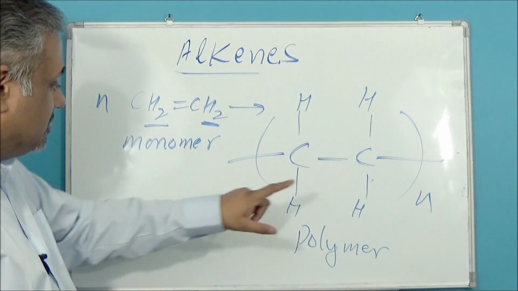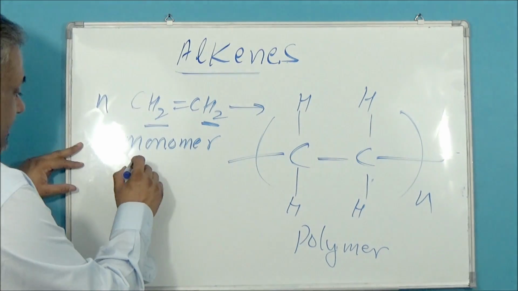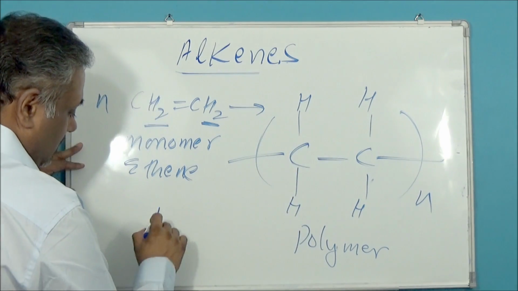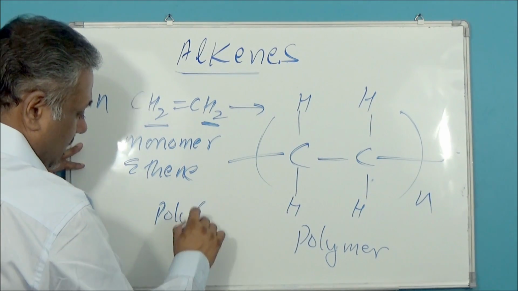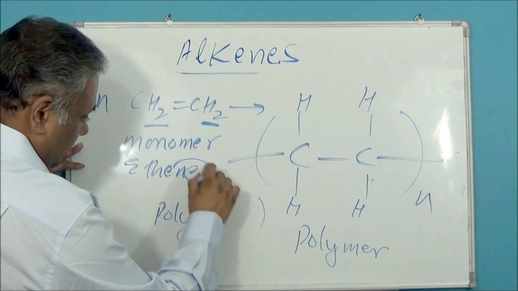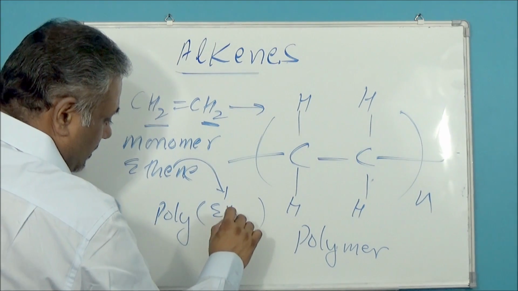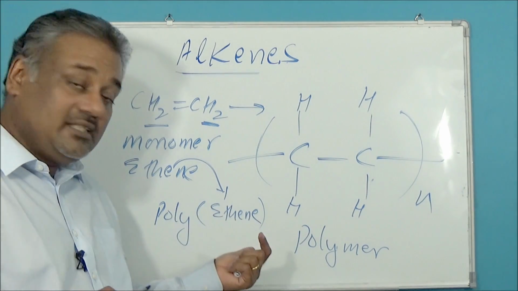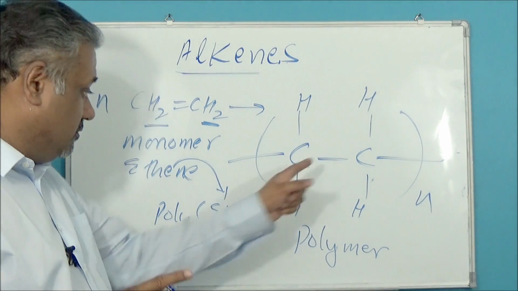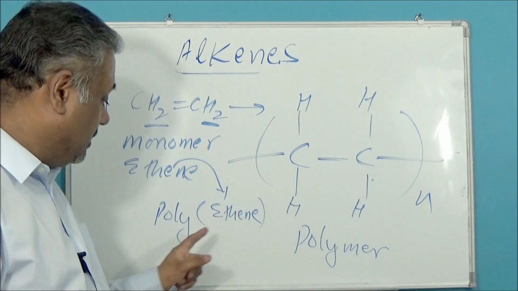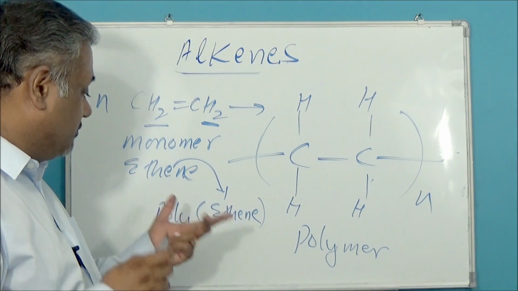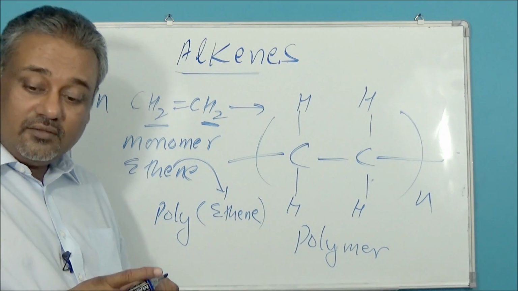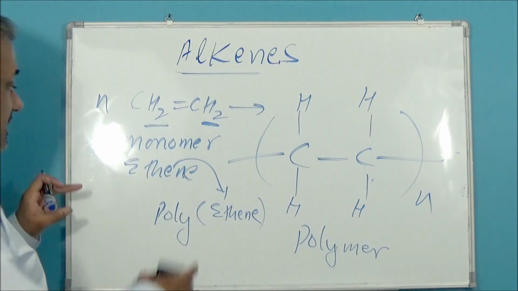So this monomer is called ethene, and this is called poly, and put the bracket and just put this word inside, so it becomes polyethene. You don't say it's polyethane, although there's a single bond there, but you say polyethene. That's basically you're trying to say it's a polymer of ethene. This is used to make plastic bags. So that's the polymer that you get from ethene.